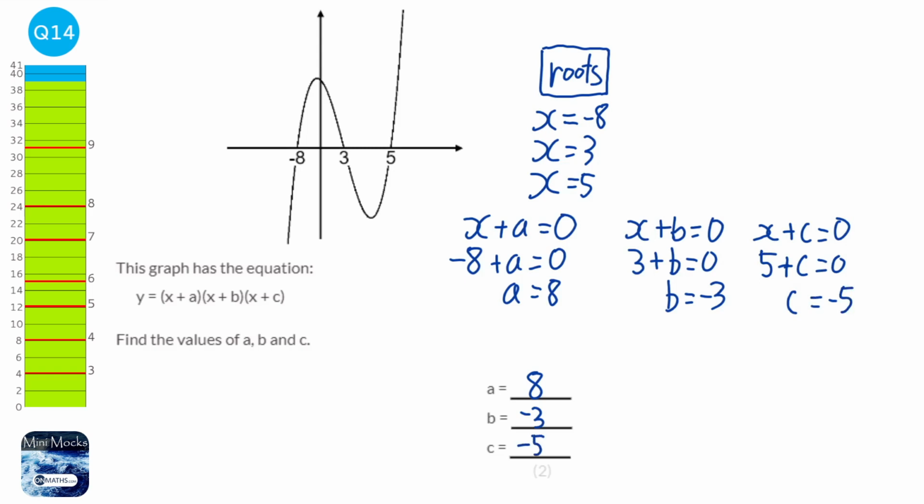And so if a is 8, b is -3, and c is -5, it means that at -8, 3, and 5, it will equal 0, which is what it does in our graph. Now you might say, well, why does a have to equal 8? Why can't b equal 8? It can. These can be in any order. And so if I wrote these in the opposite order, -5, 8, and -3, for instance, it would still be correct.